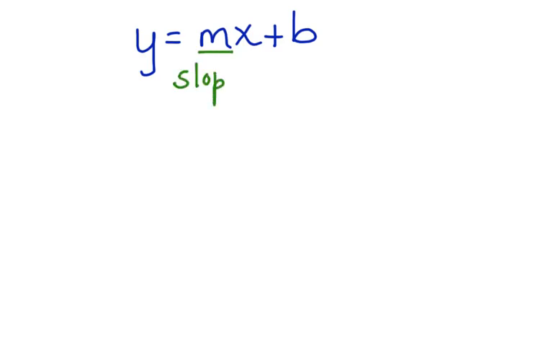Do you know how to write a function in slope-intercept form? First, let's take a look at an equation written in slope-intercept form. Slope-intercept form is y equals mx plus b, where m represents the slope and b represents the y-intercept.